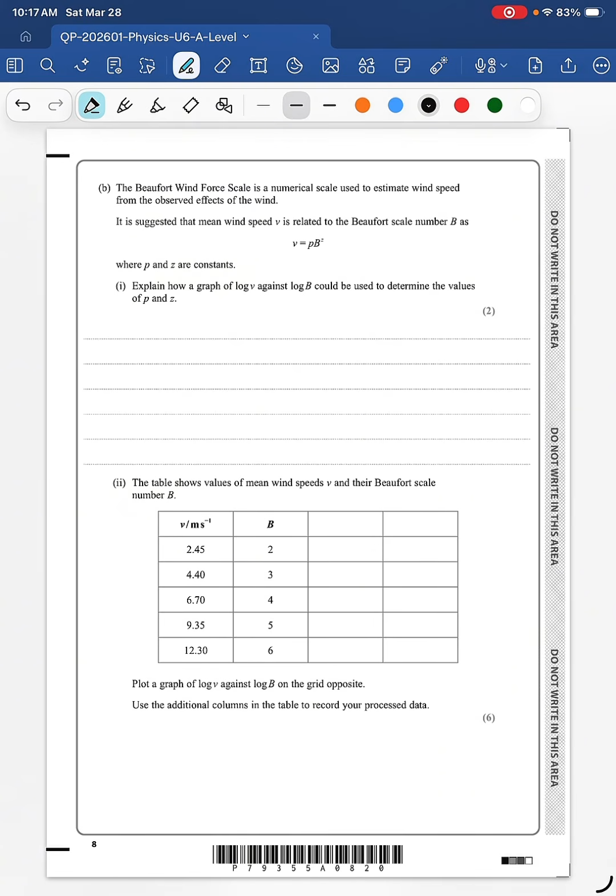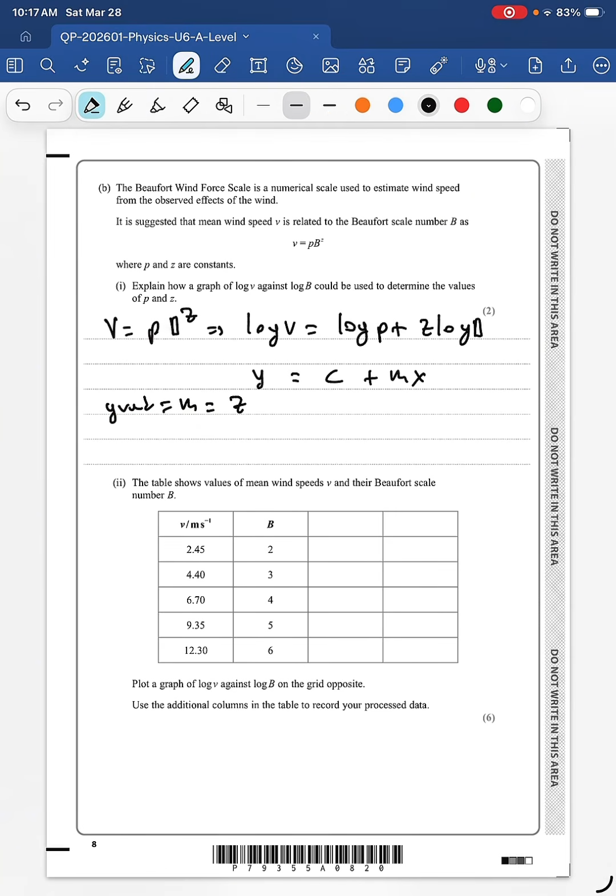So since V is P B to the Z, then log of V is log of P plus Z log B. So this is of the form y equals a constant plus m x, and the gradient, which is equal to m, is going to be Z, and the y-intercept is going to be log of P. And that's a way to calculate P and Z from a graph.